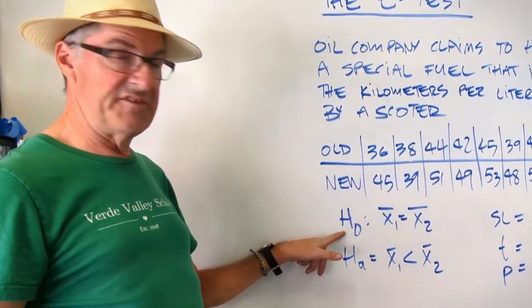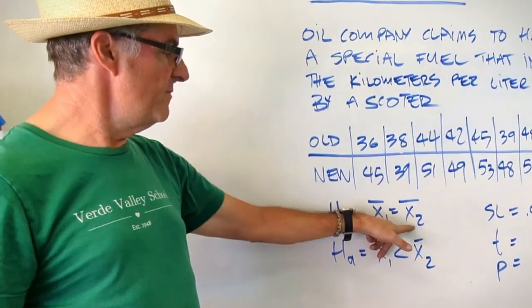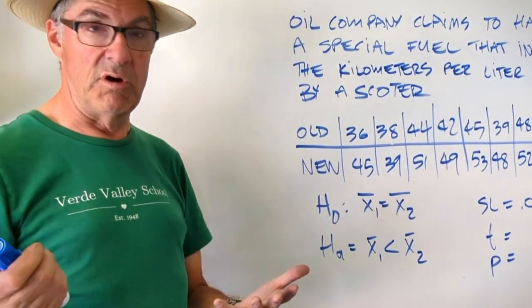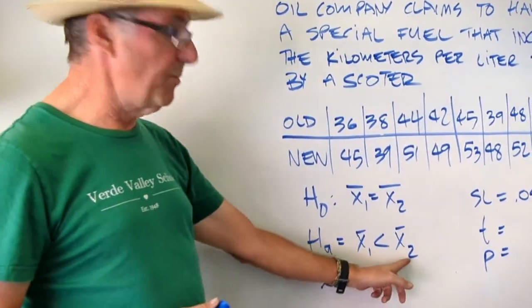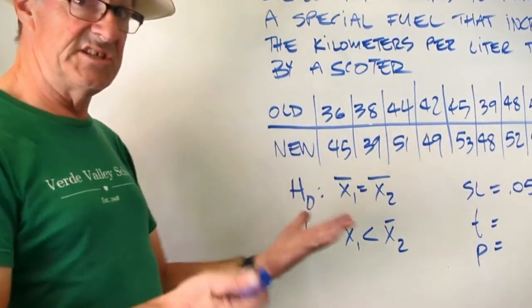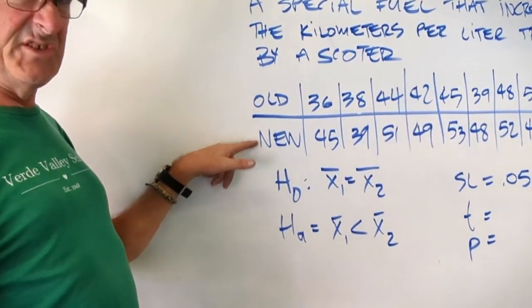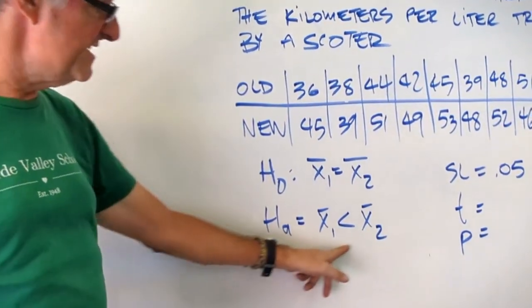H0, the null hypothesis: there is no difference. X bar 1 and X bar 2 are equal. HA is that X bar 2 is bigger, because that's the claim. They're saying that this new fuel does better. So you want to test that.